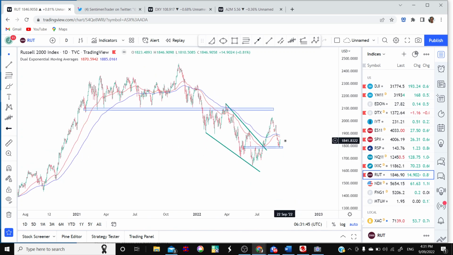So this is quite an interesting chart setup. What we've got with the Russell 2000, which is the US small cap index, we've got a bullish wedge on the chart.